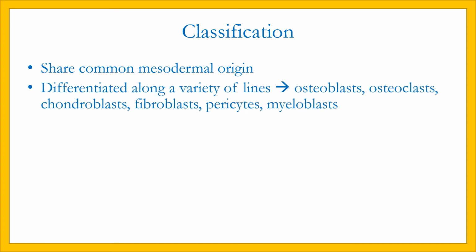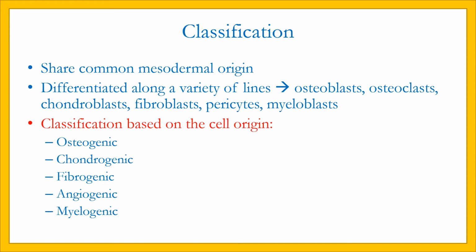Classification: these tissues share a common mesodermal origin, differentiated along a variety of lines: osteoblast, osteoclast, chondroblast, fibroblast, pericytes, myeloblasts. Classification is based on the cell origin: osteogenic, chondrogenic, fibrogenic, angiogenic, myelogenic.